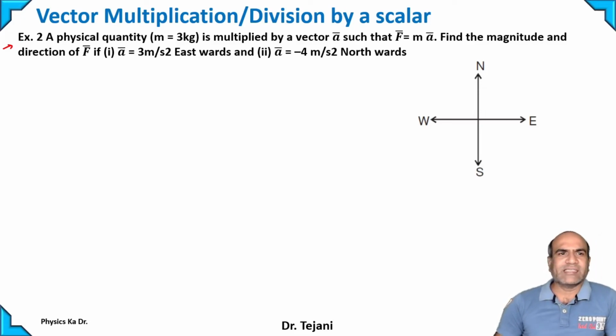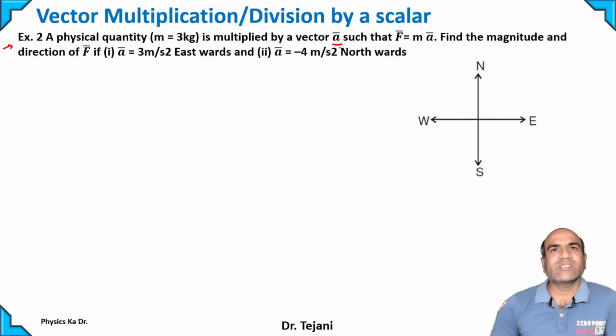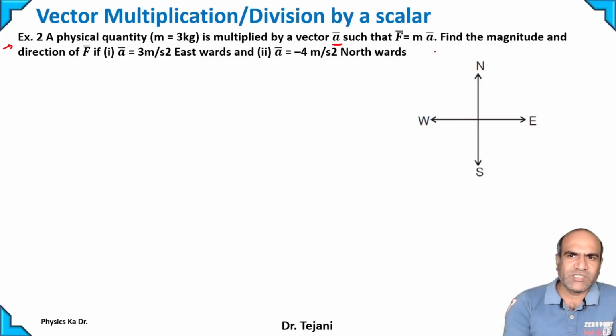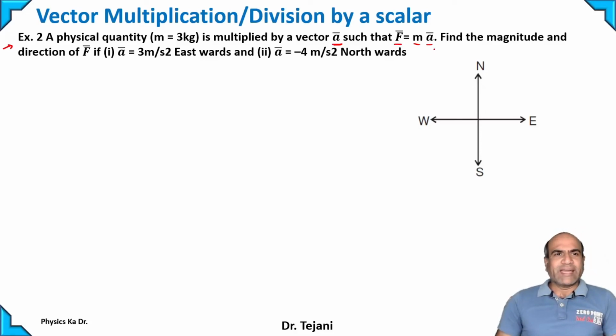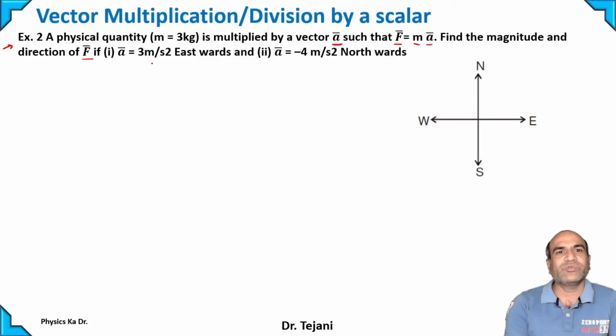The example is given here of a physical quantity, mass 3 kilogram, which is multiplied by a vector a, that is acceleration, such that force is equal to mass multiplied by acceleration. Find the magnitude and direction of F if a bar is equal to 3 meter per second square eastward, and in the second case a bar is equal to minus 4 meter per second square.